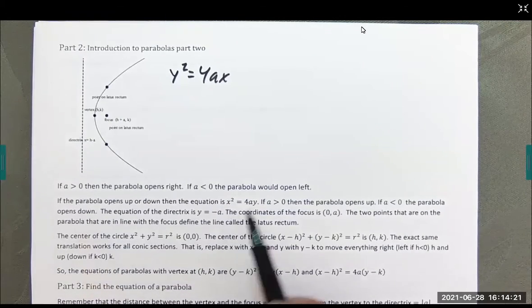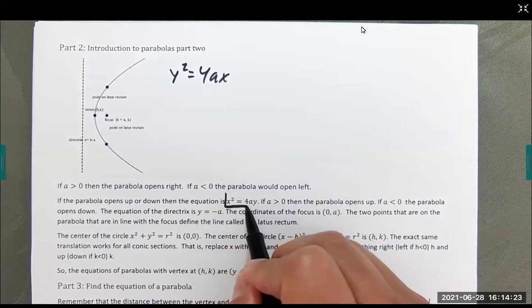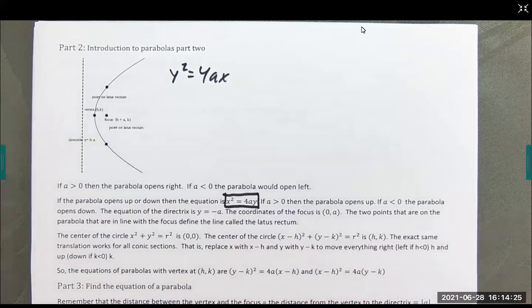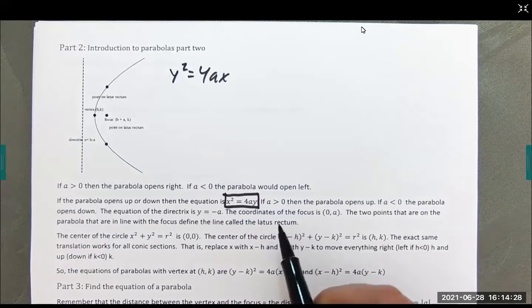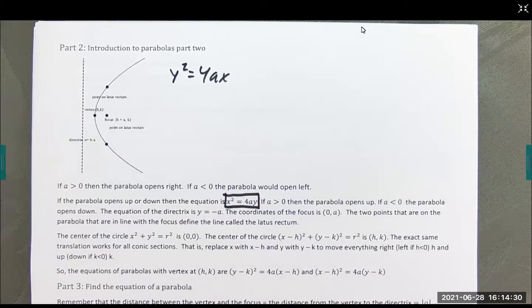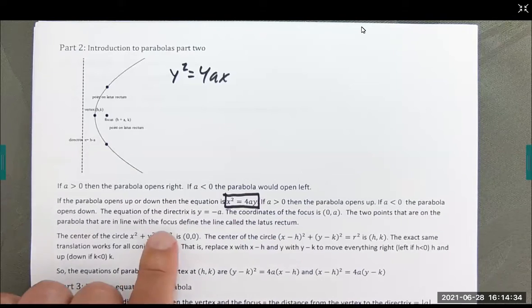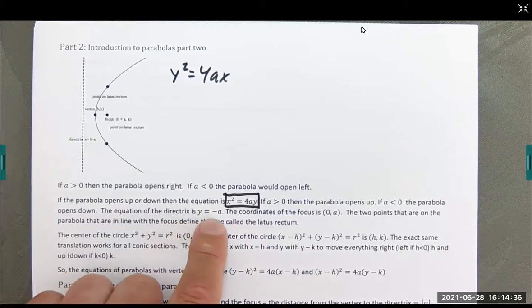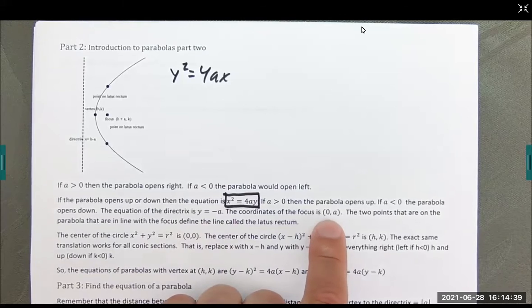And that's when we're in this form. So here's the form when it's up and down, which you're probably more familiar with. If a is positive, it opens up. If a is negative, it opens downward. And the equation of the directrix is y equals negative a. The focus coordinates are (0, a).